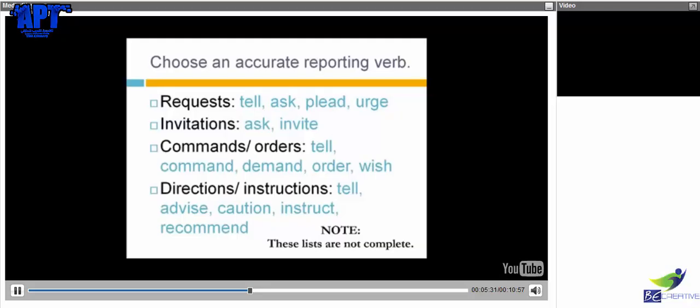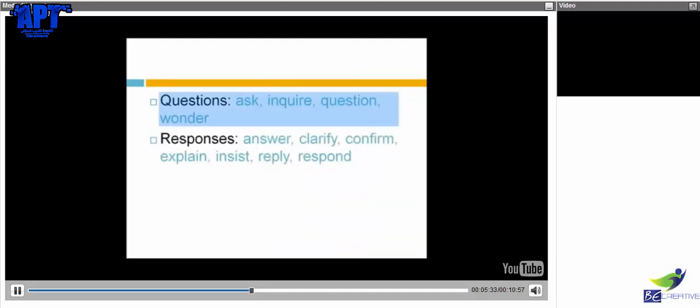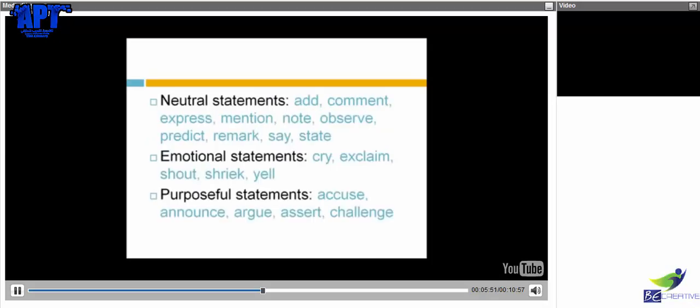These are just some suggestions. For questions, you might use ask, inquire, question, or wonder as your reporting verb. Responses can use answer, clarify, confirm, explain, insist, reply, respond. And here are even more reporting verbs for you to consider. Verbs to report neutral statements. Verbs to report emotional statements. Verbs to report purposeful statements.